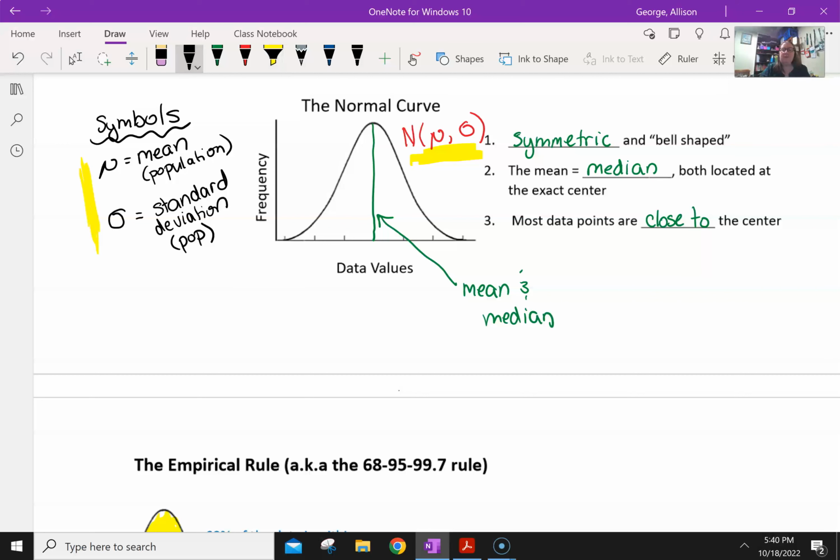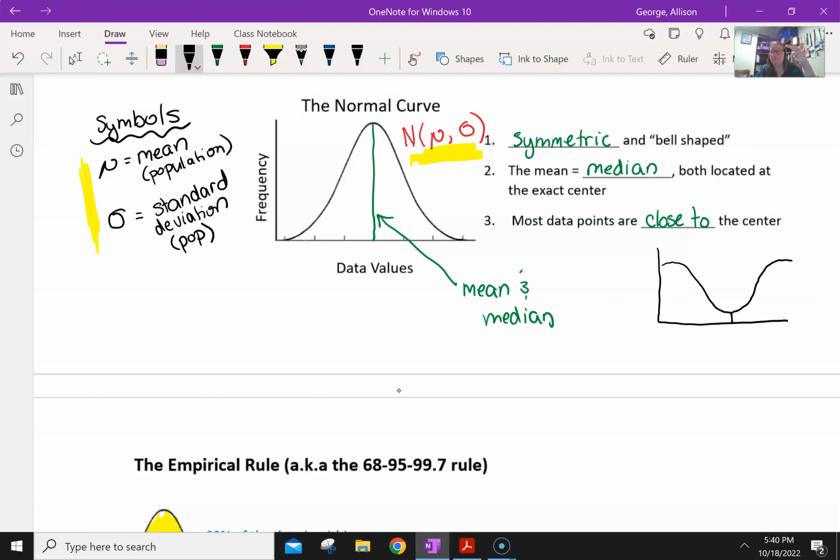So one thing just to clarify in regards to why number 3 is important. We said symmetric and bell-shaped, mean equals the median. Well, if I gave you something that looked like this, that actually fits the bill. It's still symmetric, and the mean would still equal the median.